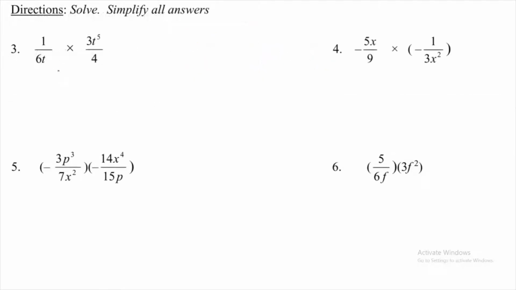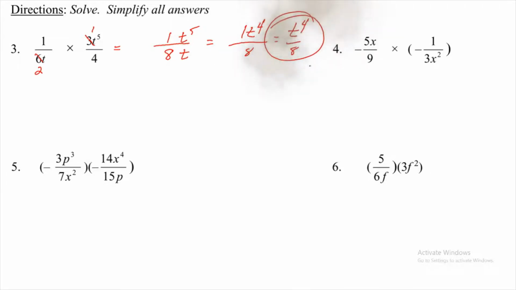Okay, number 3, we're going to do the numerical part of the problem first. So when I multiply, remember, I can look to cross simplify. 3 becomes 1, and 6 becomes 2. 3 goes into both, 1 and 2 times. So the numerical part of the problem is 1 times 1 is 1, and 2 times 4 is 8, right? And now, if I've got 5 t's on top and 1 t on the bottom, the t cancels. So I'm going to have 1 t to the 4th over 8, or just t to the 4th over 8. That is the best final answer because it's got the least amount of writing in it.